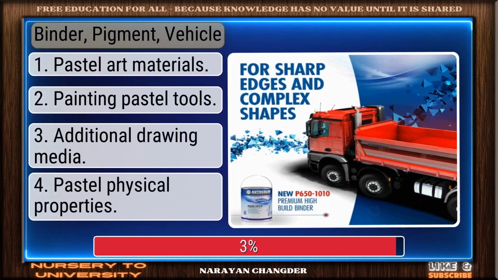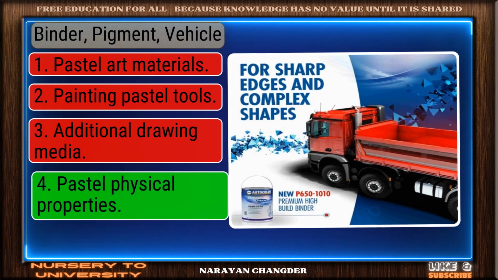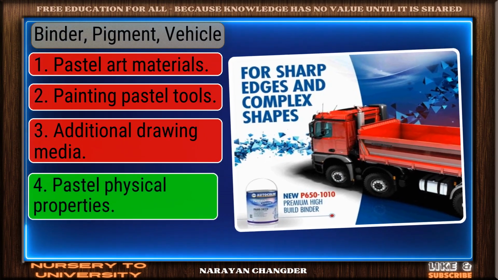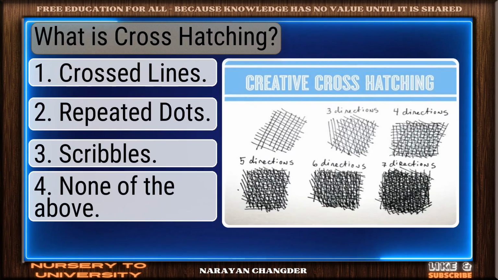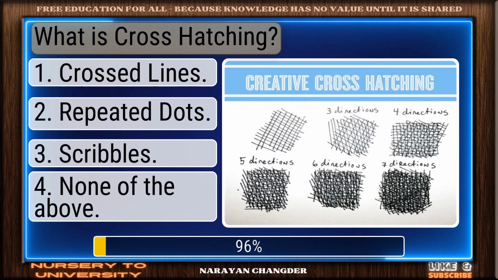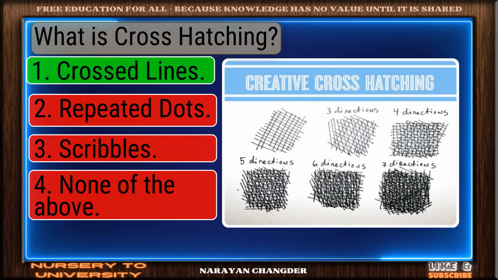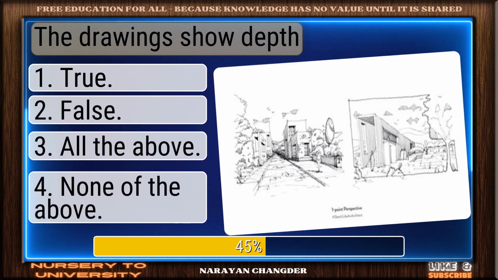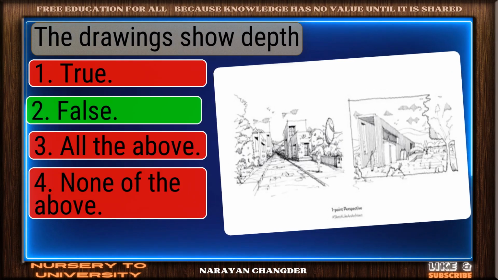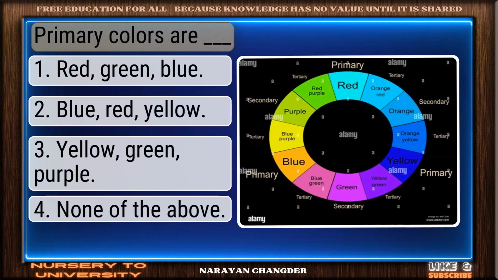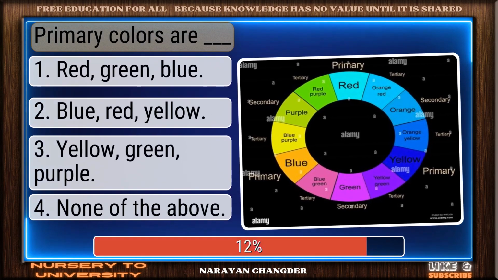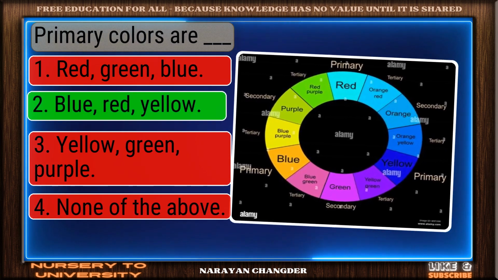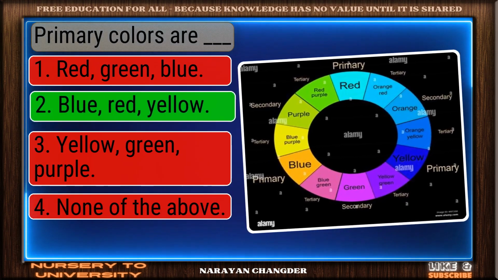Binder pigment vehicle. Exactly. Pastel physical properties make sense, and it is right choice. What is cross-hatching? You're right. Crossed lines is the correct answer. The drawings show depth. You got it? Your choice false is right. Primary colors are dash. Sharp thinking. Blue, red, yellow is the right choice.